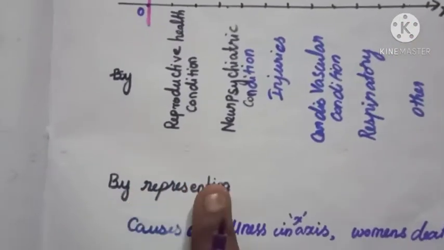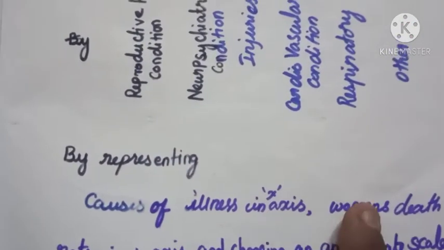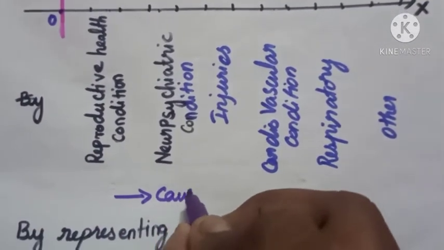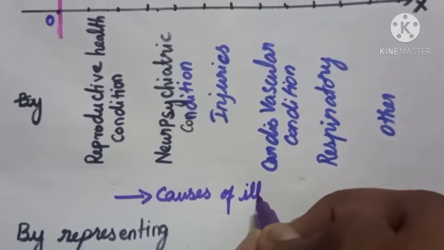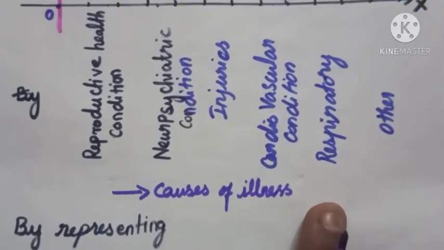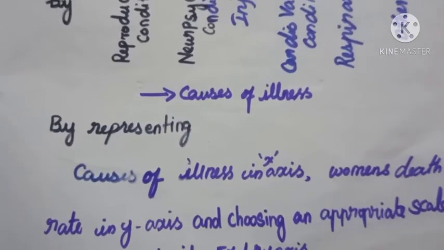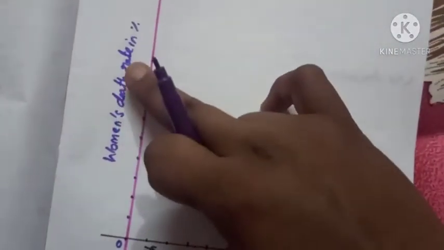The x-axis represents the causes of illness. So this is the causes of illness I take on the x-axis. And next, women's death rate in percentage on the y-axis. So on this y-axis I represent women's death rate in percentage.